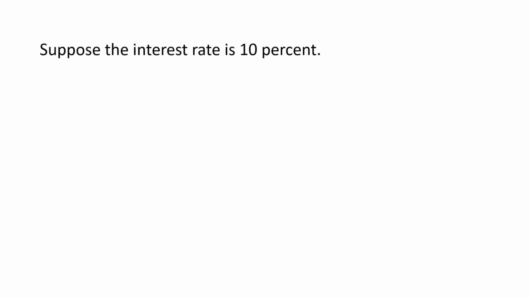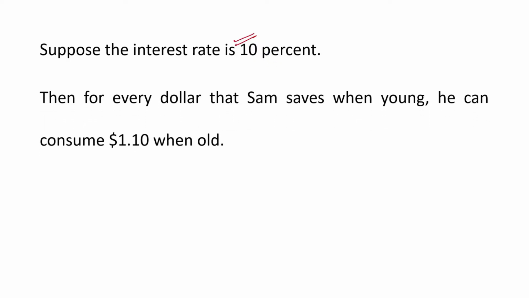Suppose that the interest rate on savings is 10%. Let's assume that the interest rate on savings is 10%. Then for every dollar that Sam saves when young, he can consume $1.10 when old.